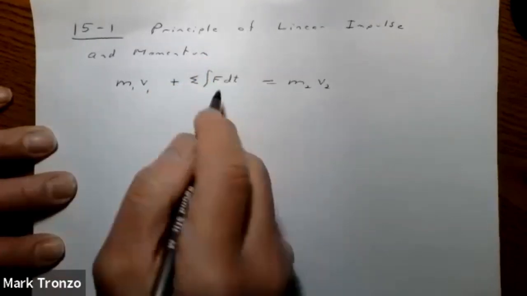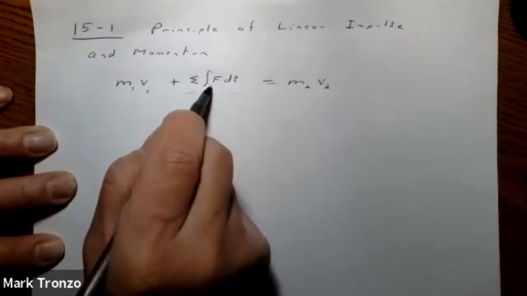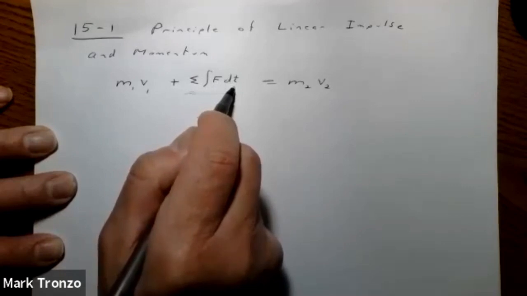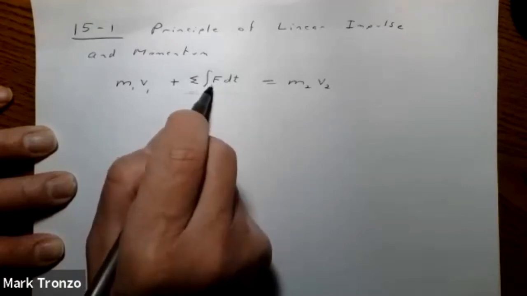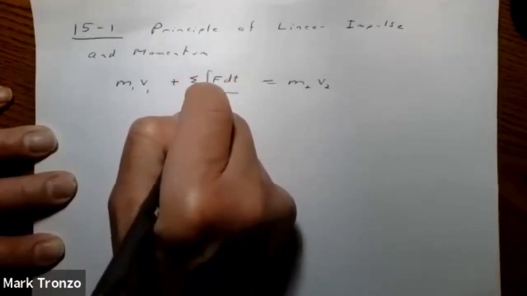And remember before we had work here. Remember, work was force times distance. So now for impulse, this is going to be force times time. Again, this term right here is usually called the linear impulse.